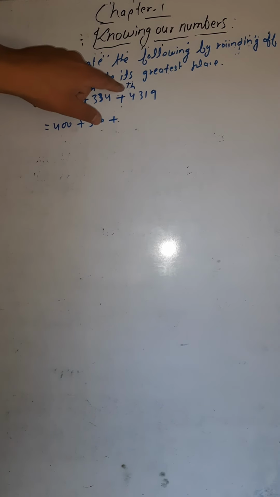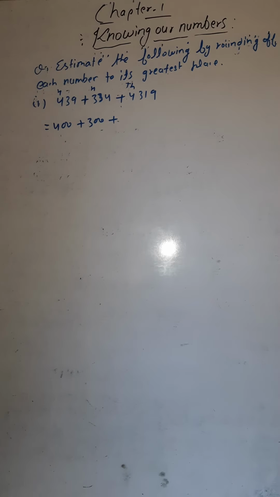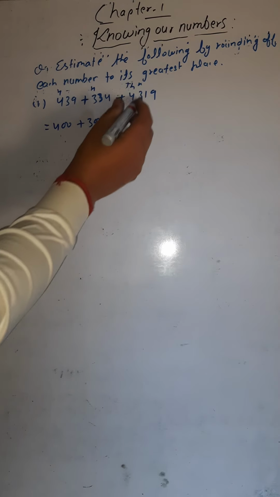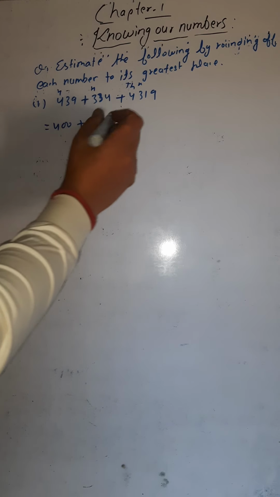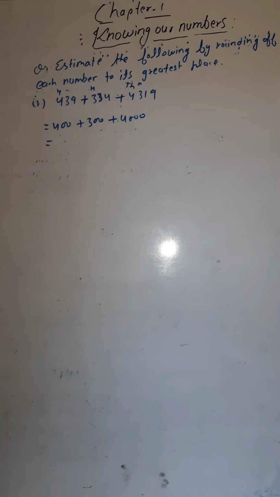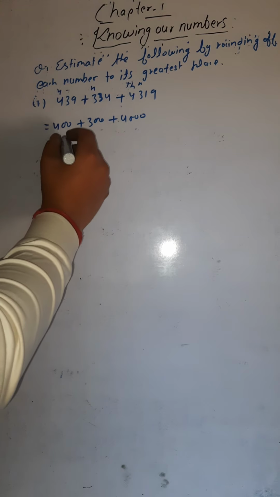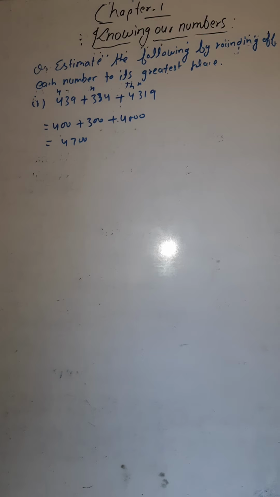Again, this is the number which you would be rounding off to its nearest 1000, because the greatest place is 1000. For checking the 1000 place, you check the hundreds place. The number at the hundreds place is less than 5, so you are not to add 1. If not adding, you write it as it is, that means 4000. Just add them and you would get the answer. The answer would be 4700. So this is how you would solve a question like this.